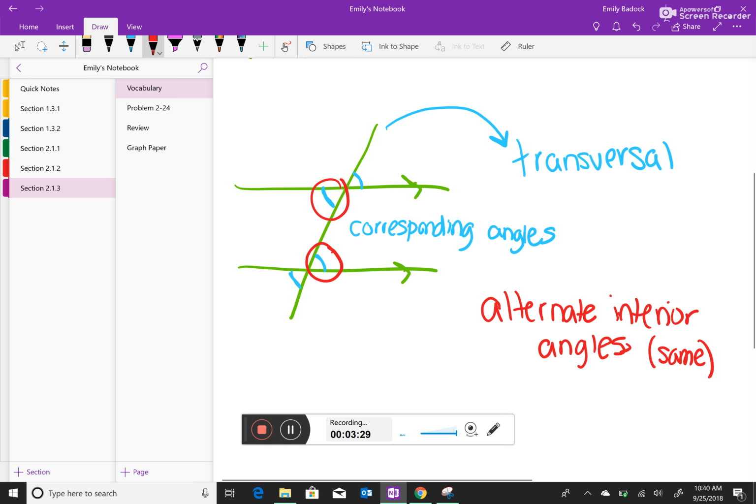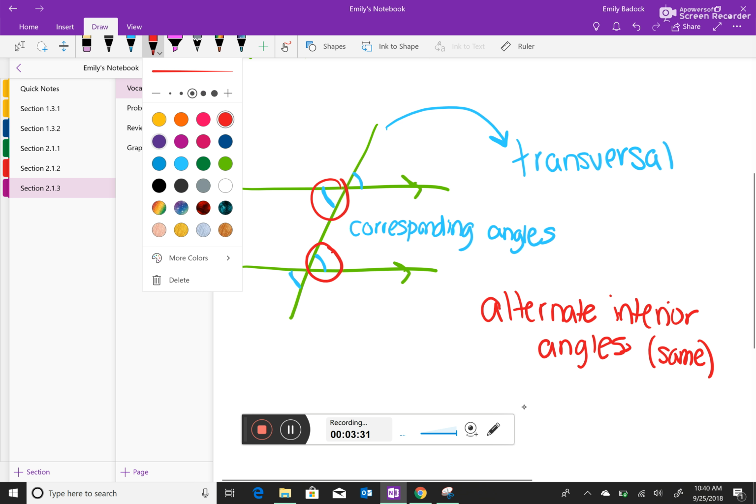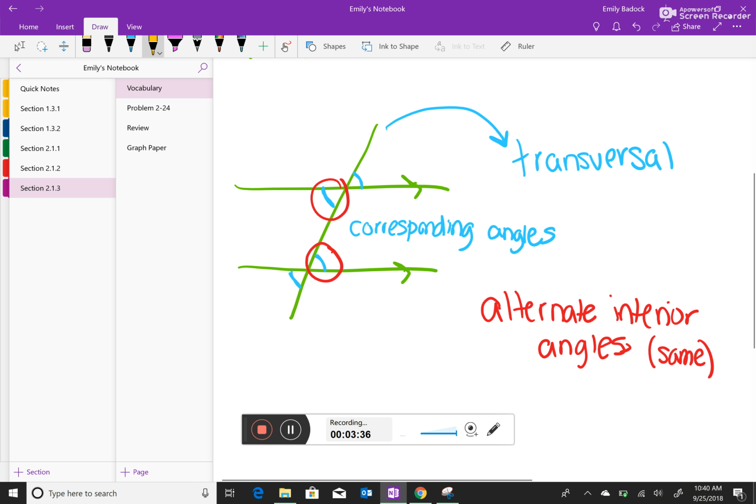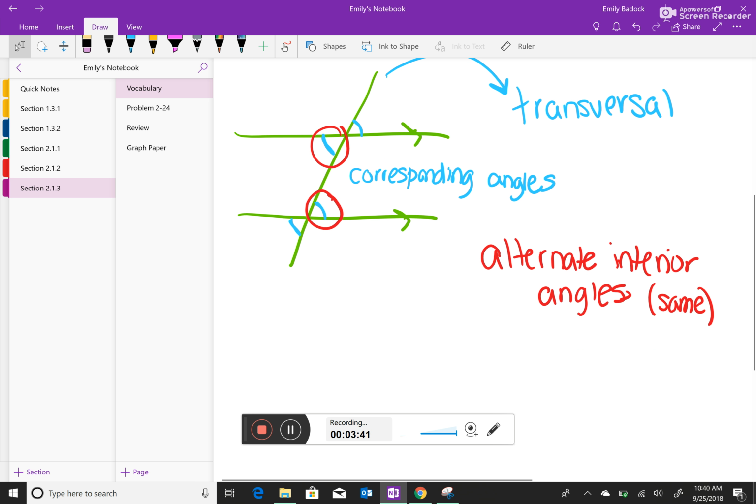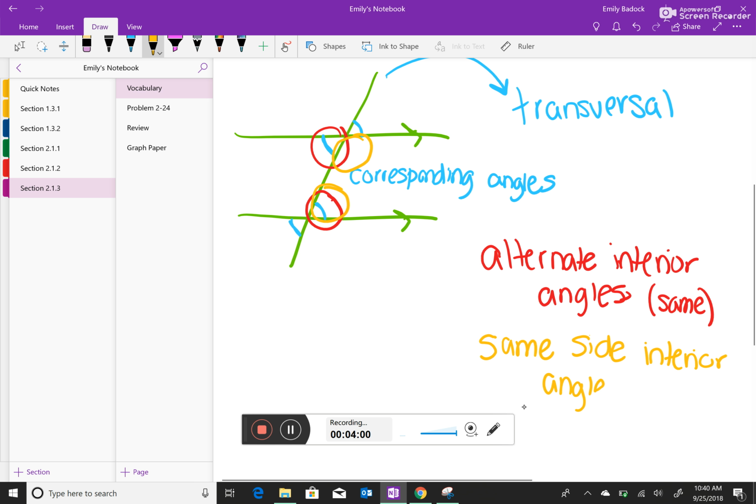And then we have one more definition I want to cover, which is same side interior. So again, interior meaning it is inside of our figure, so down in here, and they are same side. So it would be this angle with this angle. So same side interior. And those ones sum to 180.